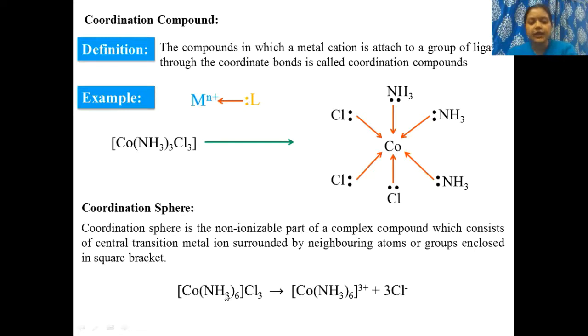Let's say [Co(NH3)6]Cl3 is the coordination compound. Here we can write it as [Co(NH3)6]3+ plus 3Cl minus. In this case, the bracketed part is called the coordination sphere, and the three Cl atoms are present in the ionic sphere of the central metal cobalt.